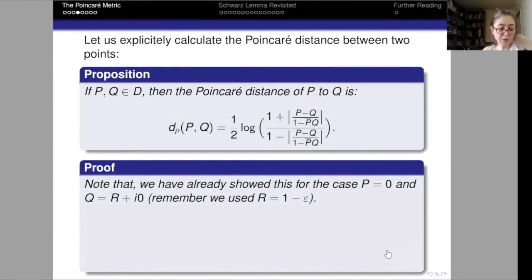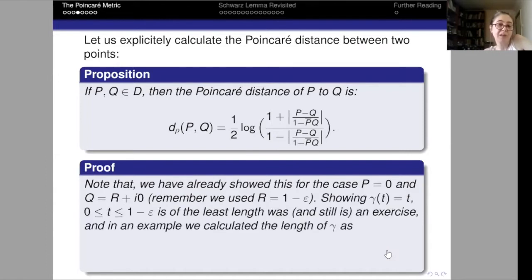First, if you remember, we already solved this for the case P is equal to 0 and Q is equal to R plus 0i. We used 1 minus epsilon instead of R. If you remember, we showed gamma(t) equals t, when t goes between 0 and 1 minus epsilon, is of the least length from the point 0 to 1 minus epsilon. This was left as an exercise, and it is still an exercise if you haven't looked at it yet.